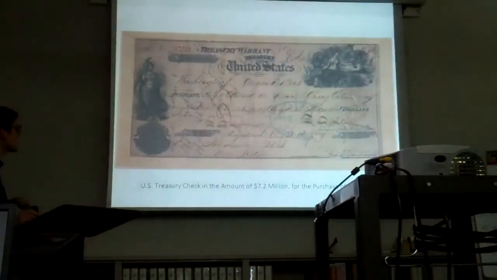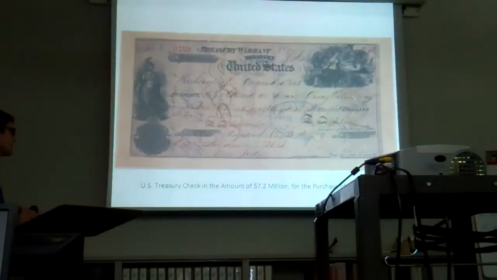So this first item is a U.S. Treasury check in the amount of $7.2 million, and it was for the purchase of the state of Alaska. Take a look at it quickly and then let me know. What do you think it is, a primary or a secondary source? Yes, you in the yellow.